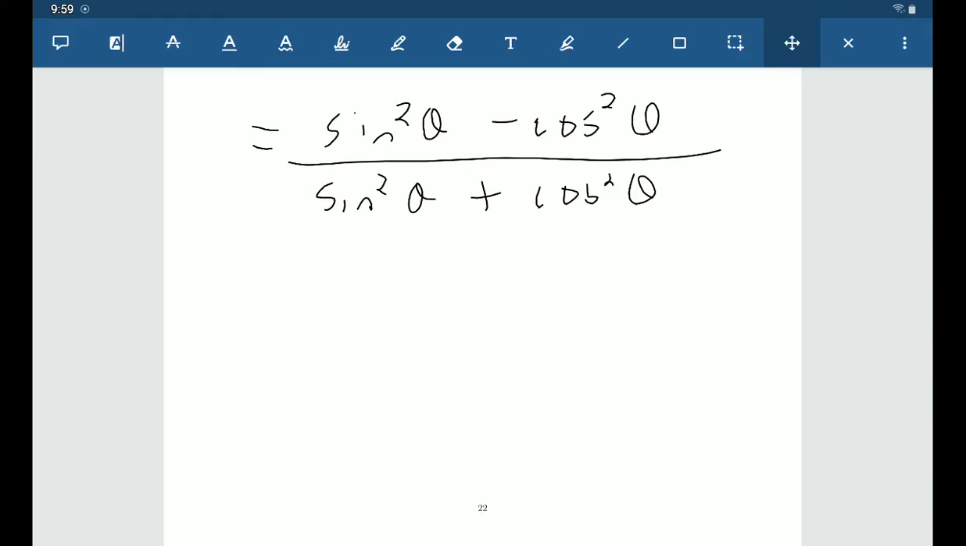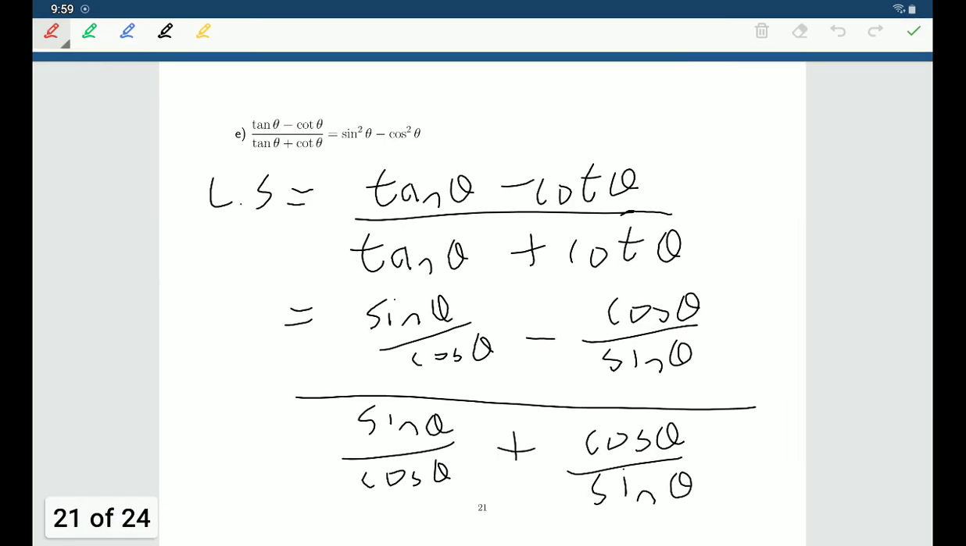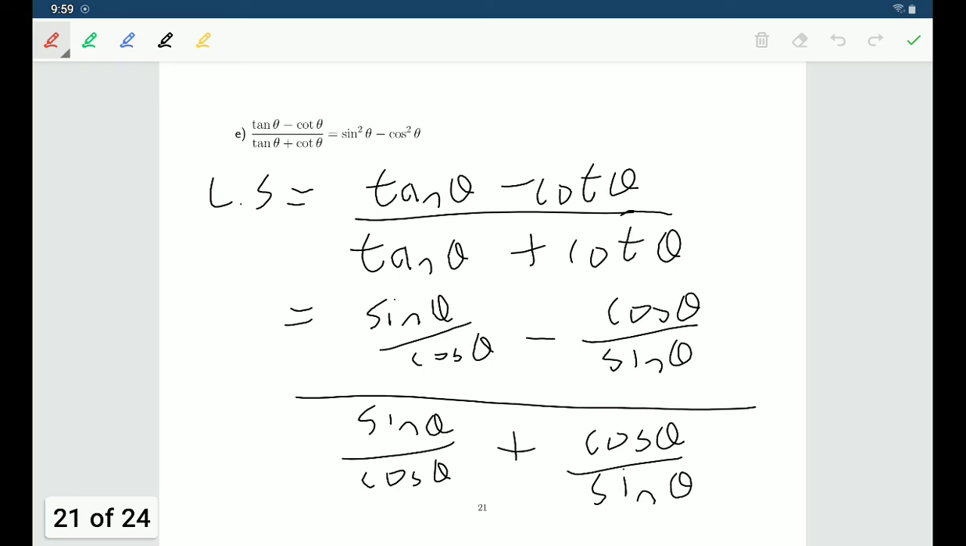So just to recap where this is coming from, again, I multiply everybody top and bottom by cosine, so that gets rid of that. That makes this squared. That gets rid of that. That makes this squared. I multiply everybody top and bottom by sine. That makes this squared, gets rid of that, makes this squared, gets rid of that. So we're left with, in the numerator, just sine squared minus cosine squared, and in the denominator, sine squared plus cosine squared. Which, notice, is getting us one step closer to what we want.